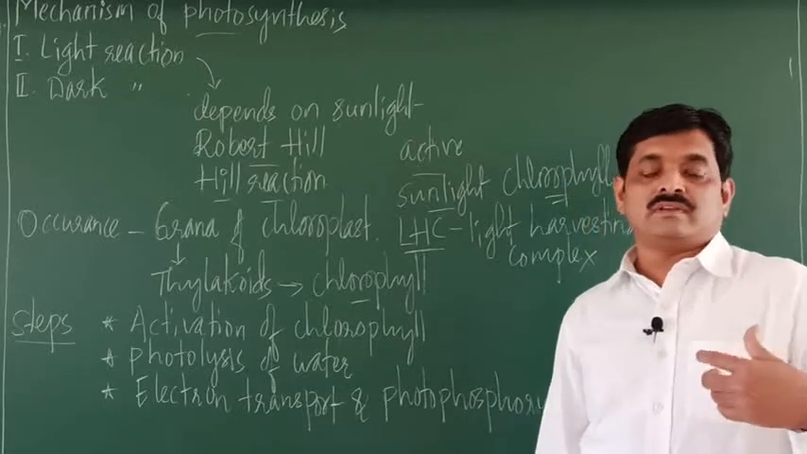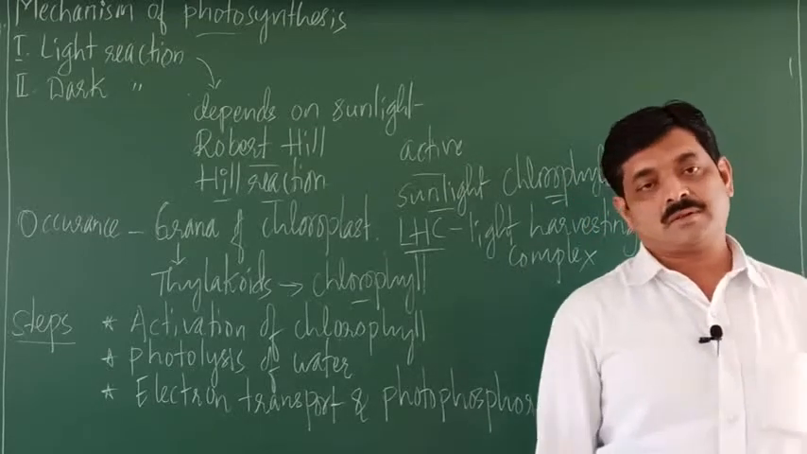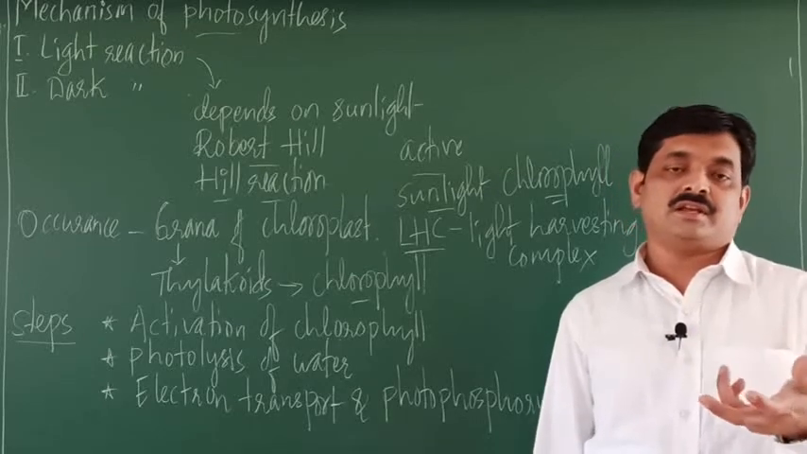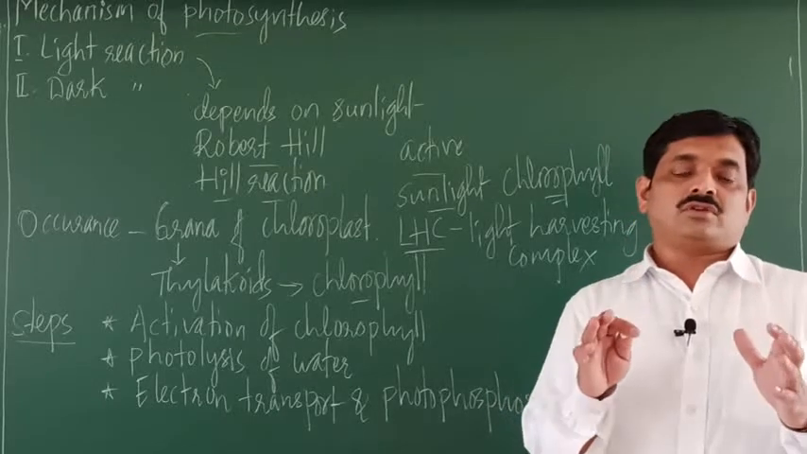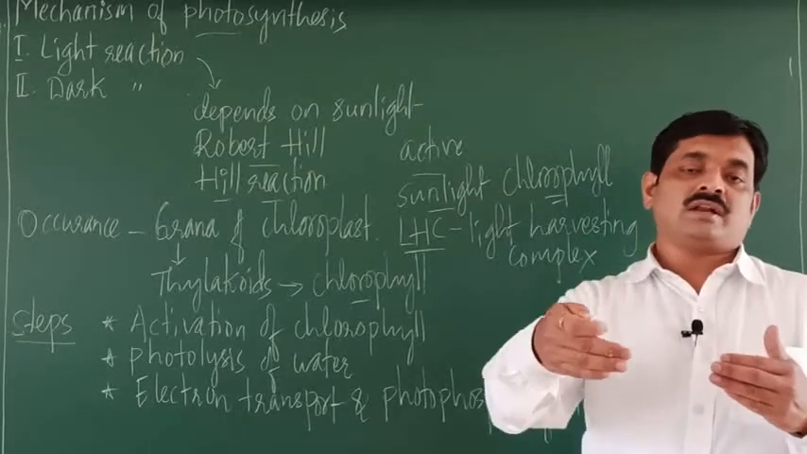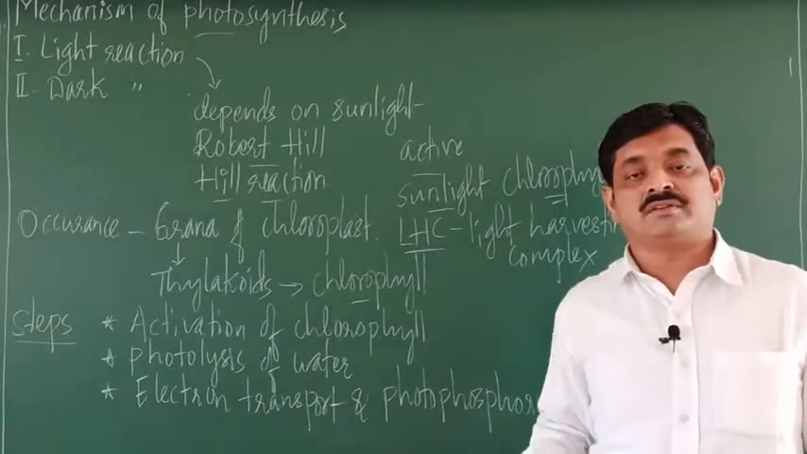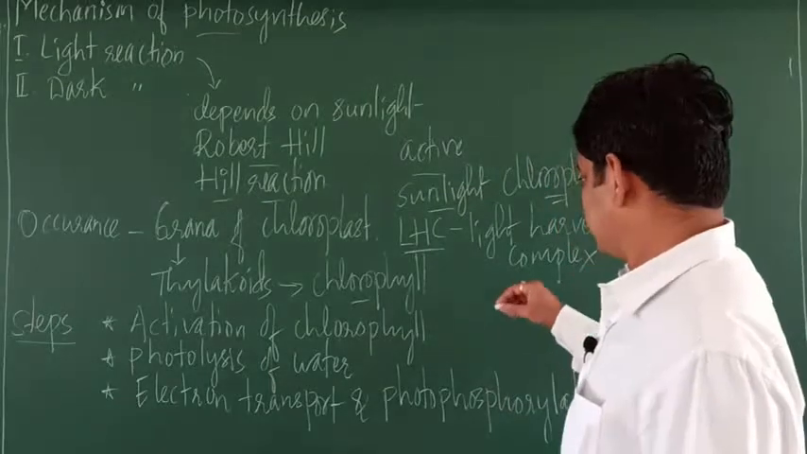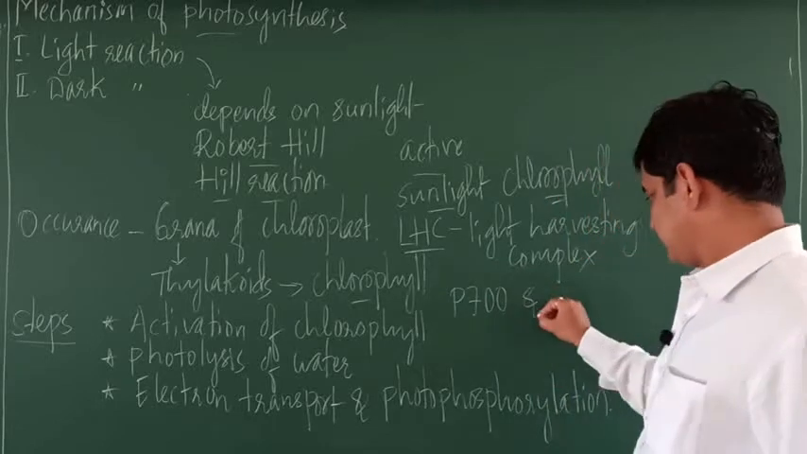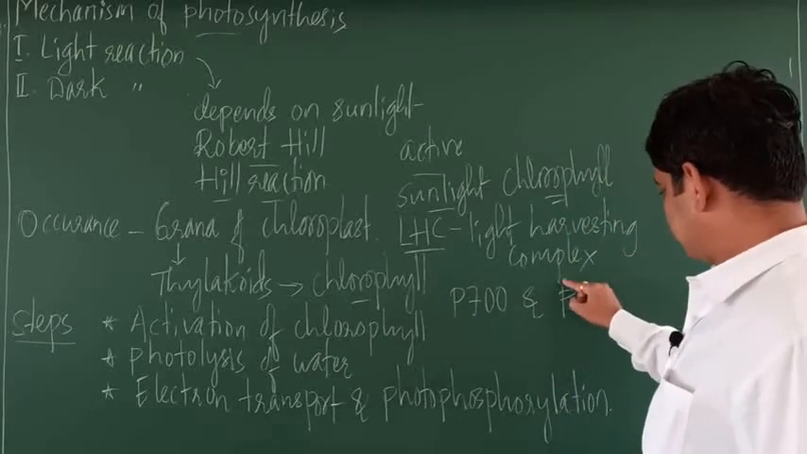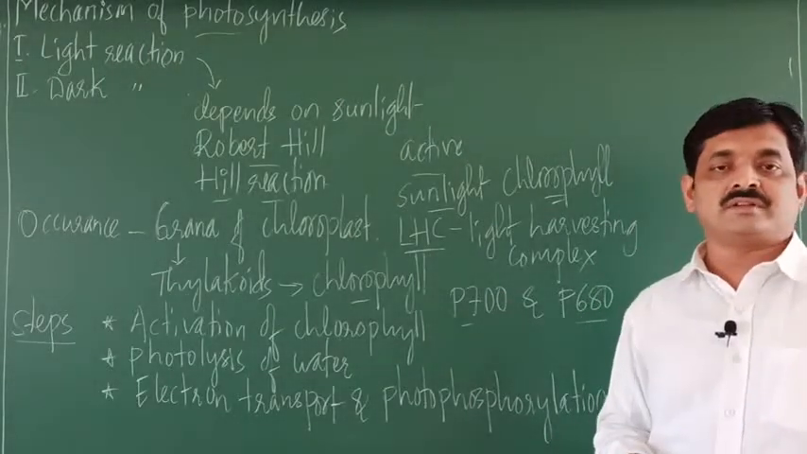So what happens now? Chlorophyll becomes active, right? It jumps to excited state and donates the electron. So in this way, electron is passed from one pigment to another pigment, right? And the reaction center which is present: P700 and P680. These are the two reaction centers which are present in thylakoids.